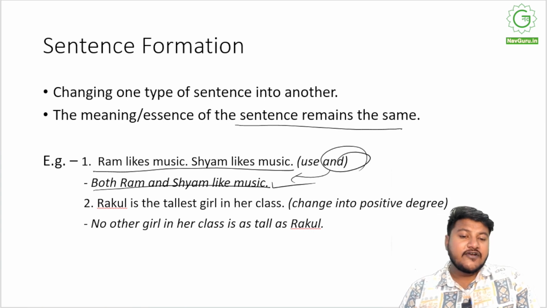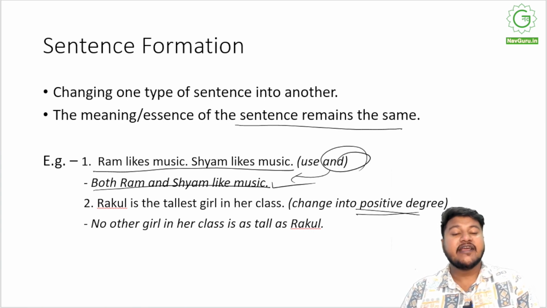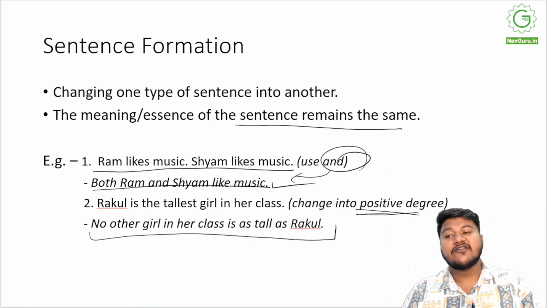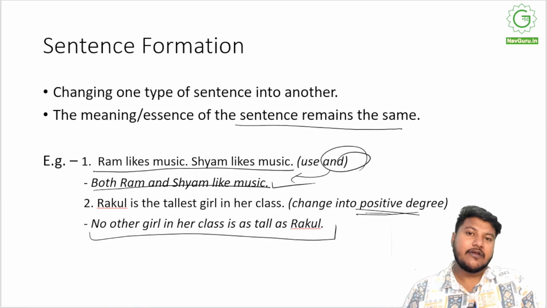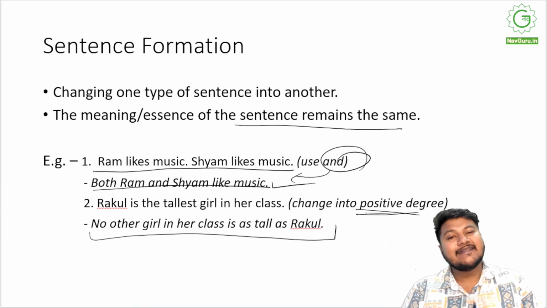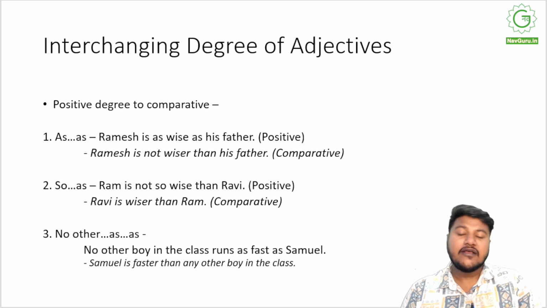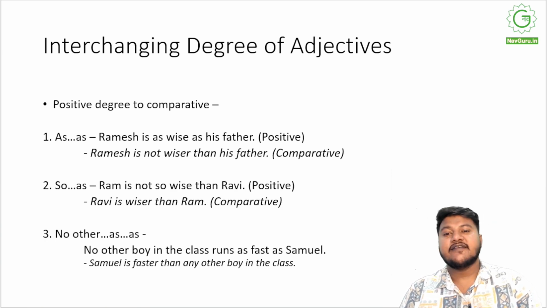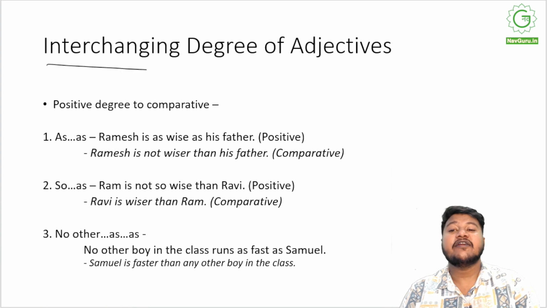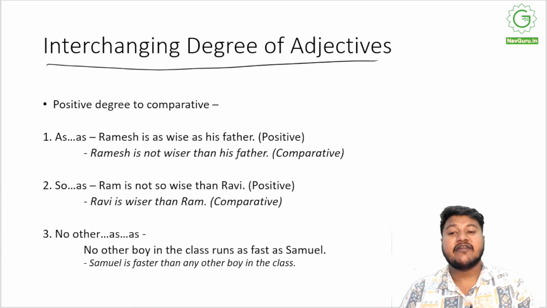Similarly, Rakul is the tallest girl in the class, and if I have to change it into the positive degree, remember degree of adjectives, this is what it is. I'll say that no other girl in her class is as tall as Rakul, right? So this is how you change a sentence from one type to another. Let's see some different examples and how we go about them. If you are interchanging degrees of adjectives, there are three degrees, right? Positive, comparative, and superlative. So the third one is superlative. We'll see about that also.